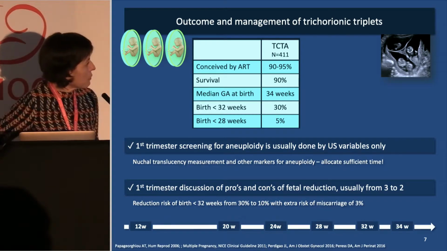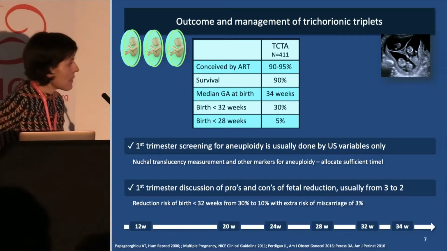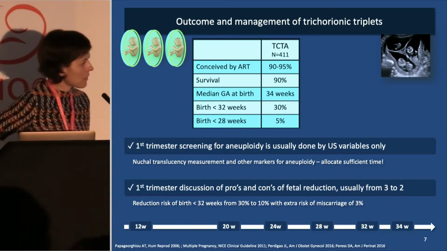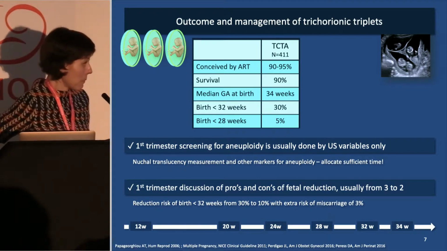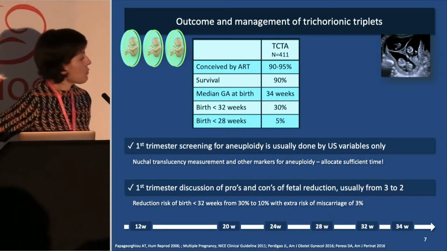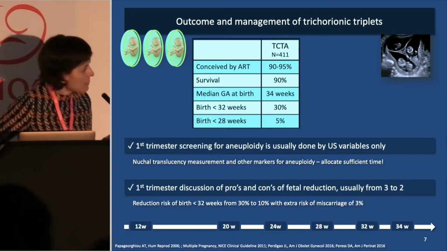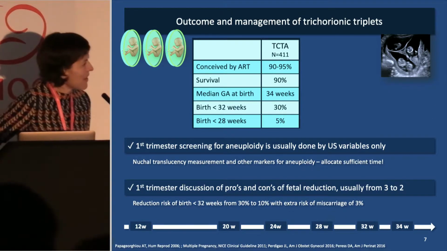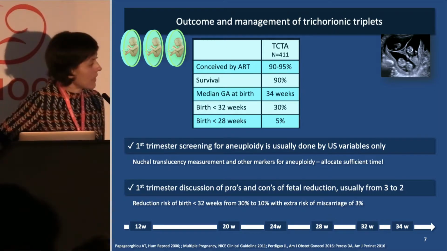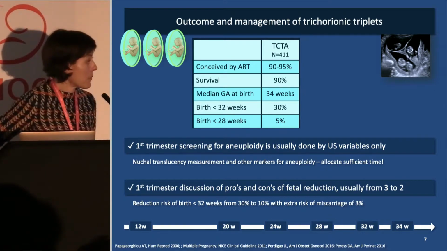So the follow-up scheme is a little bit the same as in dichorionic twin pregnancies, because we see them every 4 weeks from 20 weeks onwards, but a little bit more frequently towards the end, especially for maternal complications, especially for preeclampsia.